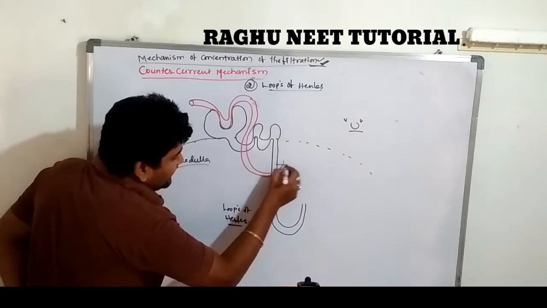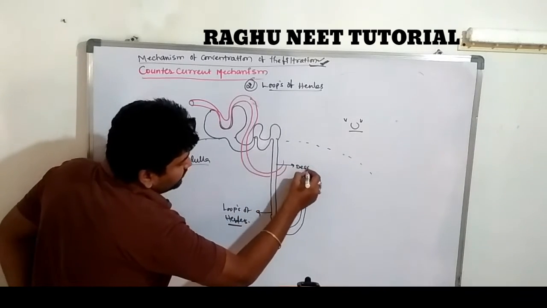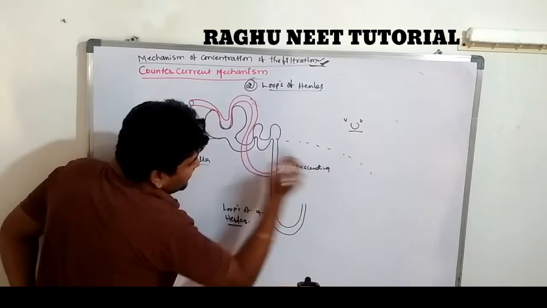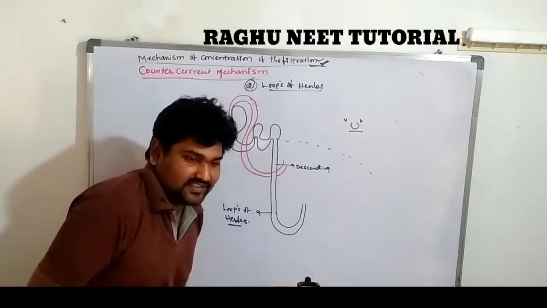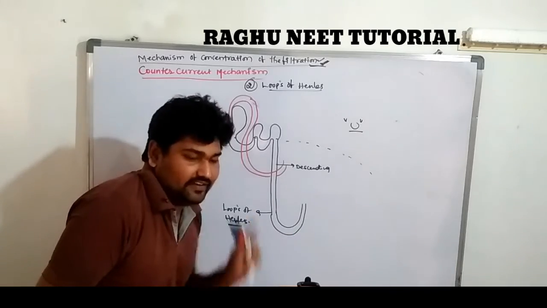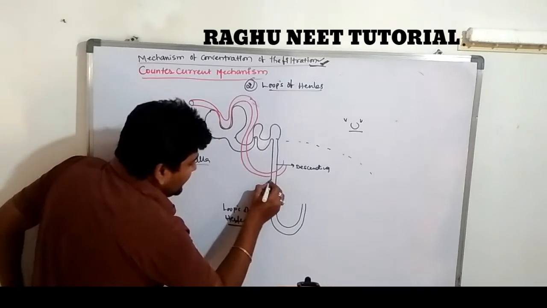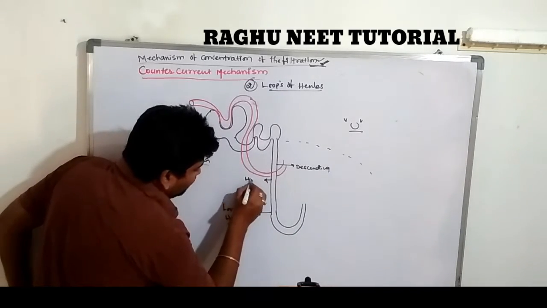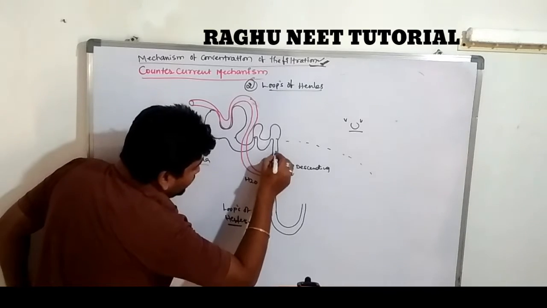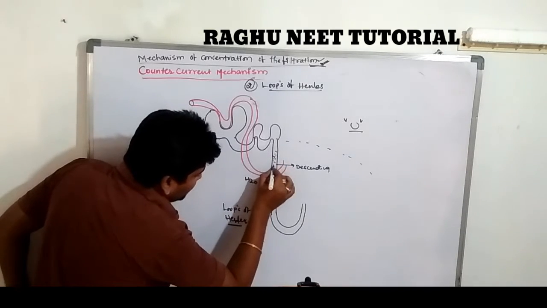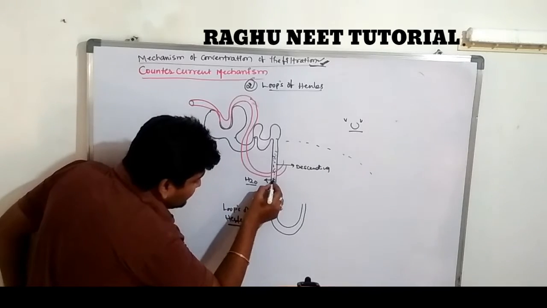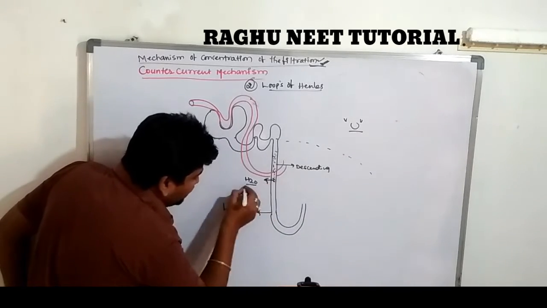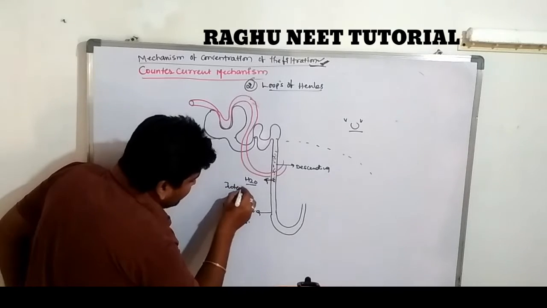So the descending limb, what is the nature of the descending limb? The descending limb is largely impermeable to sodium and chloride ions and permeable to water molecules. So its nature is that it is only permeable to water. This is primary urine, containing a large number of water molecules. This water comes out from the renal tubule into the interstitial fluid.